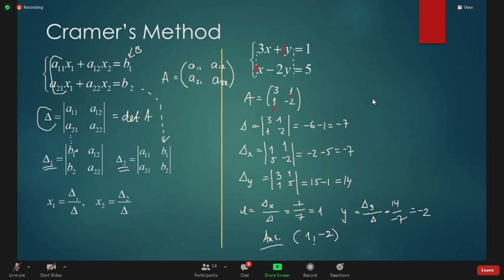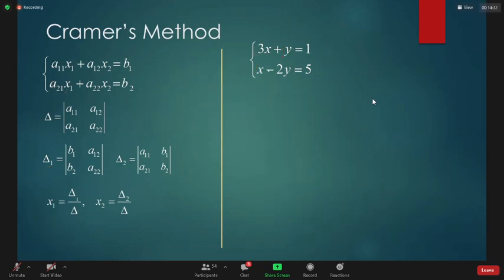Now I will try to explain how exactly we come to these solutions, so where these determinants actually come from. Okay, I don't want this, but I want the original system.